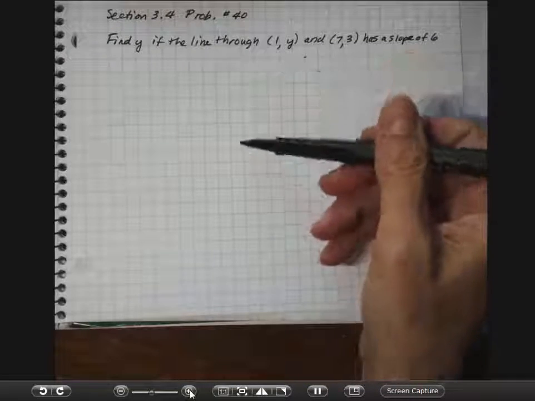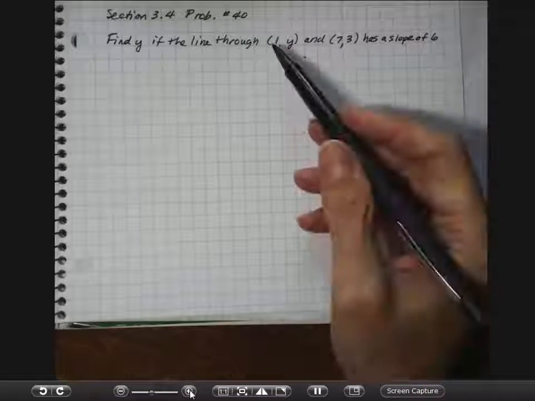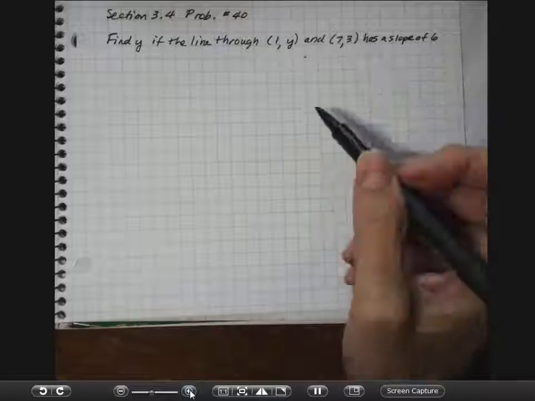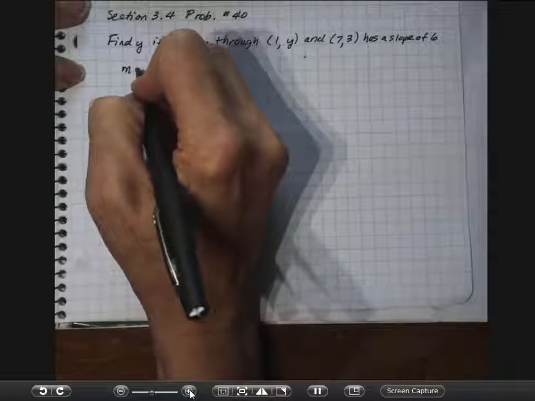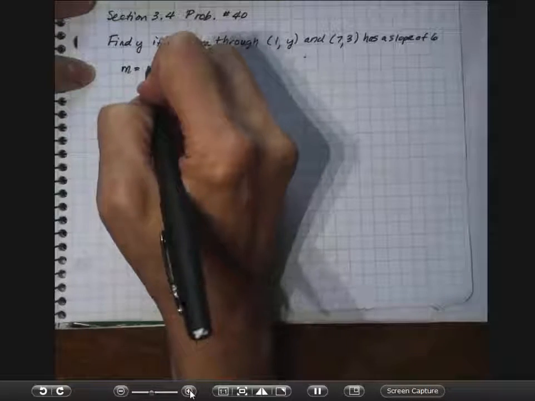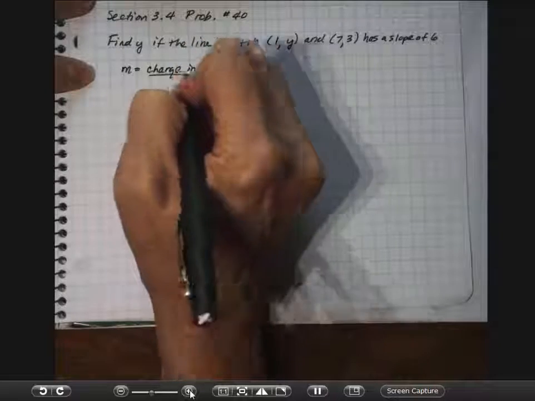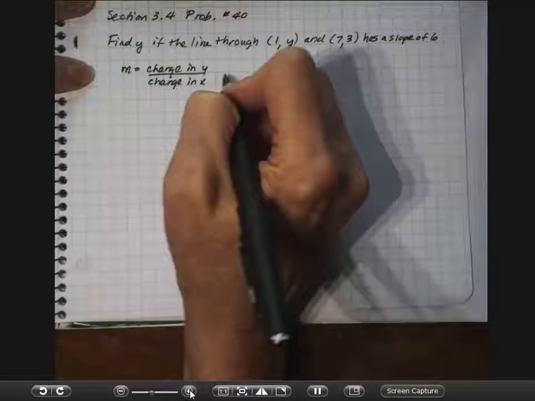just wasn't big enough. We weren't able to figure out quite where it was going to intersect with this line of x equal to 1. So the best way to do this problem is to use your slope formula. So my slope formula, m is equal to the change in y over the change in x. That should help you remember the formula.